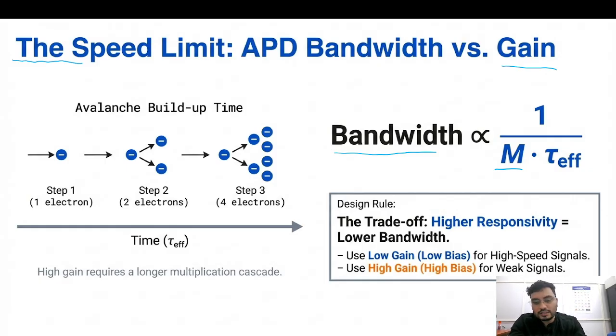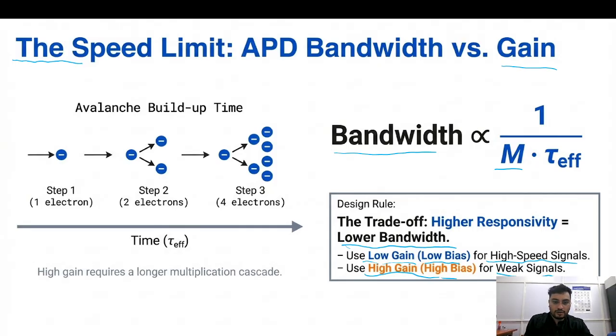So it says that the design rule is the trade-off: high responsivity equals lower bandwidth, and that's how most of the APDs will not have higher speed signal generation. Just low gain, low bias for high speed signal, and high gain, high bias for weak signal.